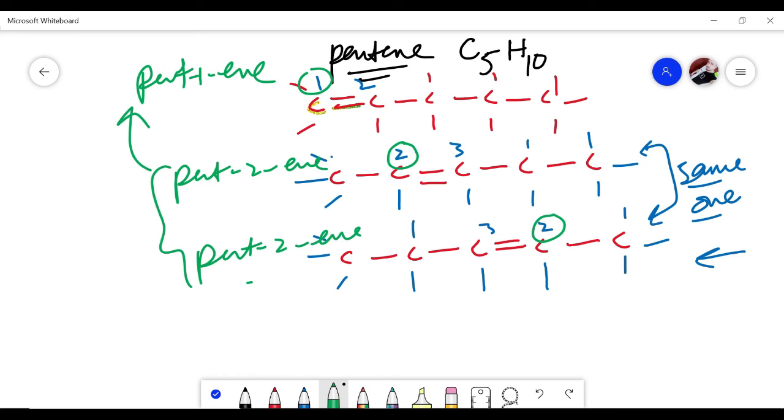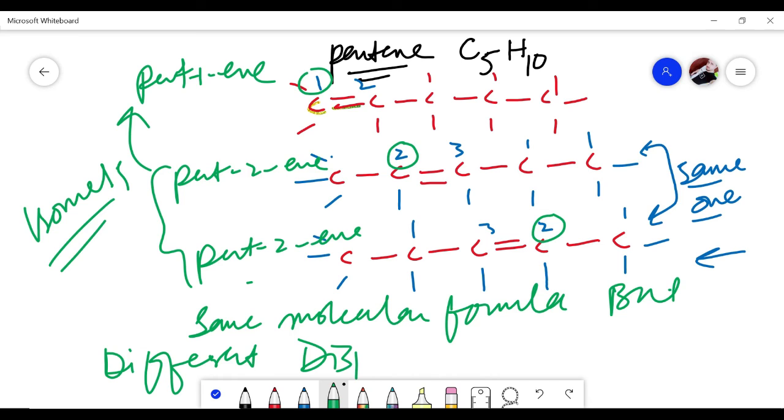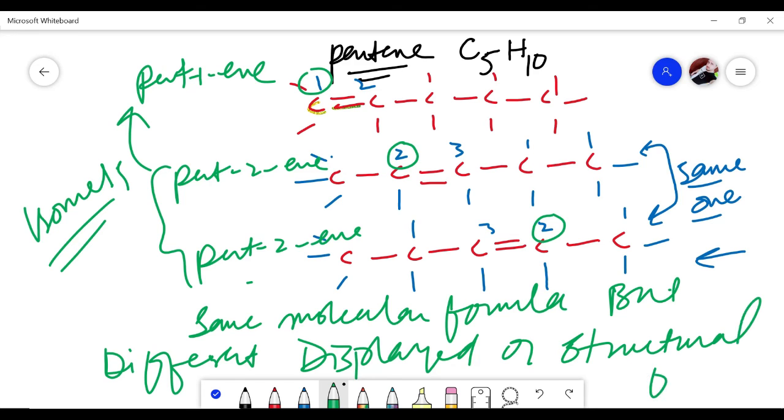This one and this, they are called isomers. What are isomers? Isomers are those different compounds which are having the same molecular formula but different displayed or structural formula. Clear?